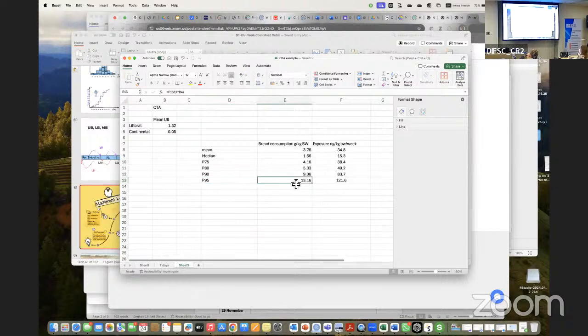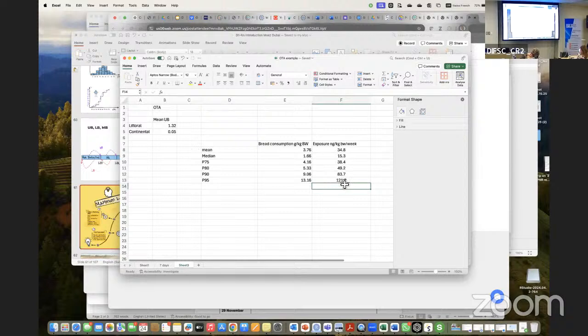So look, here what I did, I remember that the TDI is expressed in weekly day. You remember yesterday it was 100. Okay, let's continue the process. So for the mean, for the median, and for each percentile, I calculated the exposure by multiplying by the 1.32 and by 7 days to end up with week instead of day. So you have those estimations.